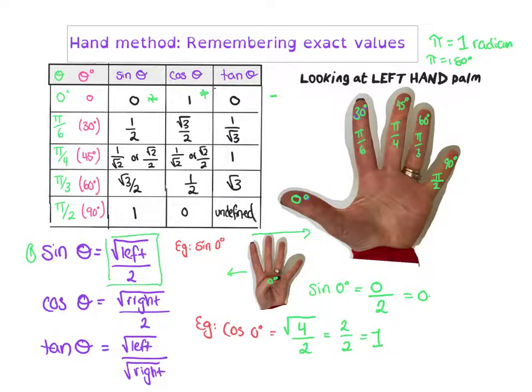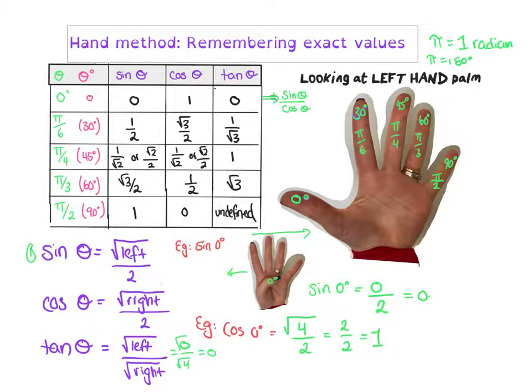Now for tan, if you know sine and cosine, you can work out tan, because once again we know that tan is equal to sine theta over cosine theta. So you just simply go 0 over 1 is 0. Or the other way to work out tan is you just go the square root of the left over the right. So in this example, to the left I have 0 fingers, and to the right I've got 4, square root of 4. So you can see it ends up being 0 anyway.